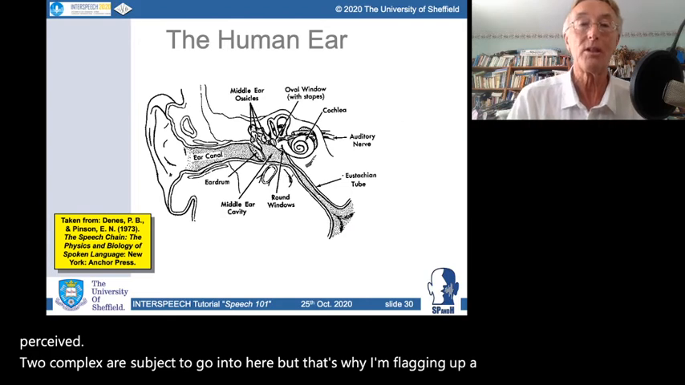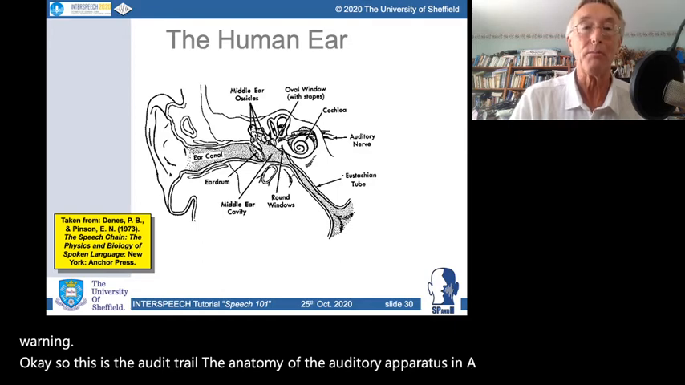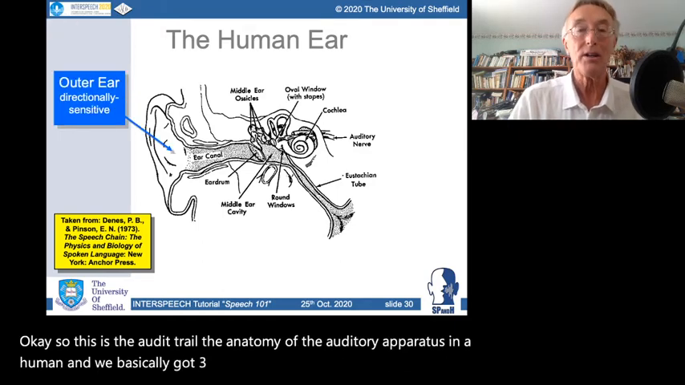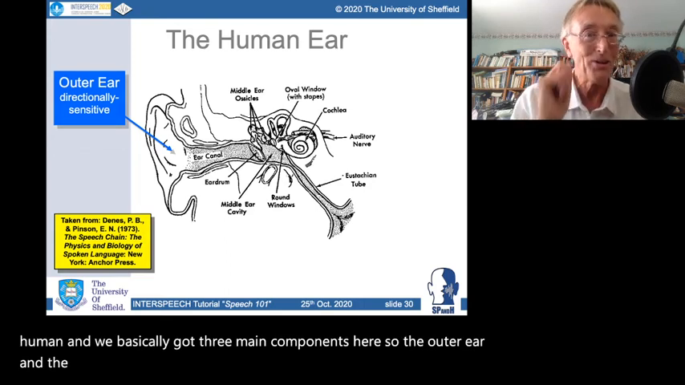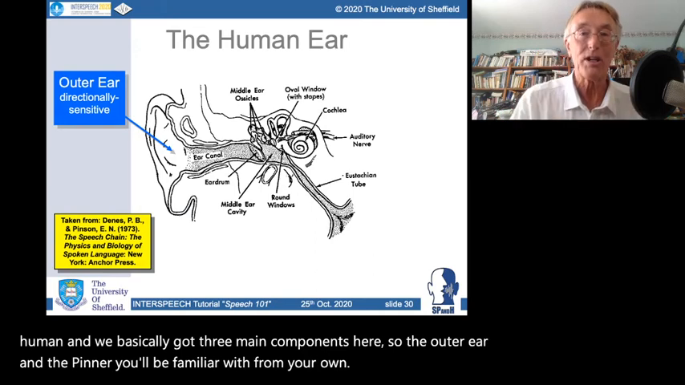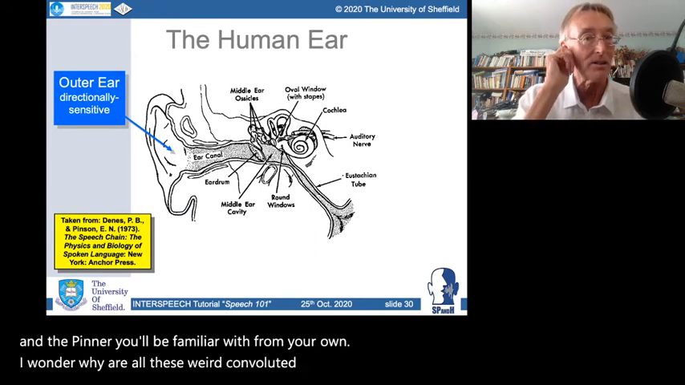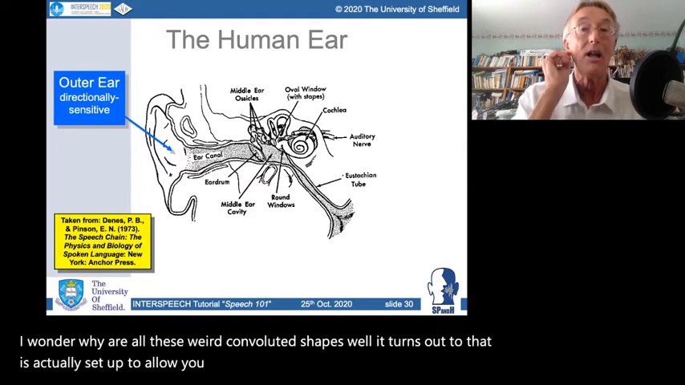Okay, so this is the anatomy of the auditory apparatus in a human, and we've basically got three main components here. So the outer ear and the pinna, you'll be familiar with from your own. And you might wonder, why are all these weird convoluted shapes? Well, it turns out that that is actually set up to allow you to do direction finding.